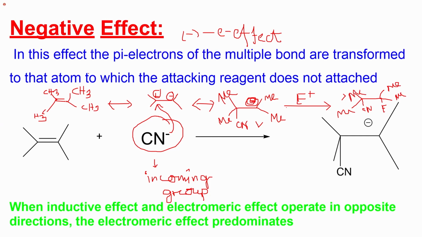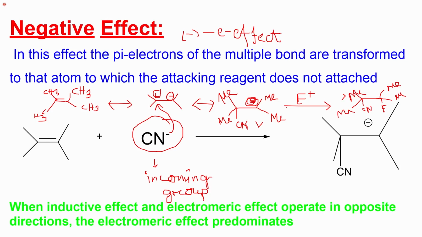Now you can see the negative effect and the positive effect is also there. Now the question is: when inductive and electromeric effect operate in opposite direction, the electromeric effect predominates. Suppose in a molecule you have an inductive effect plus I effect and plus E effect in opposite direction. Now the electromeric effect actually predominates. So when there is a question where a molecule has both inductive effect as well as electromeric effect, then obviously you have to consider the electromeric effect predominantly.